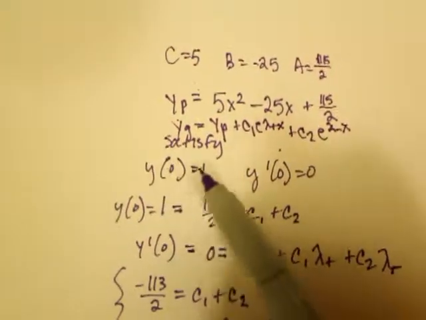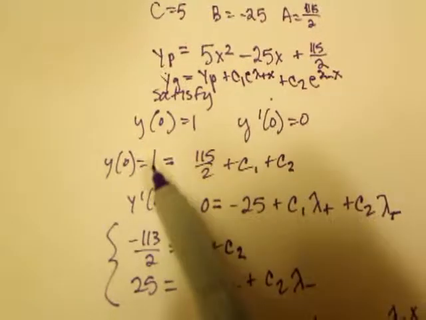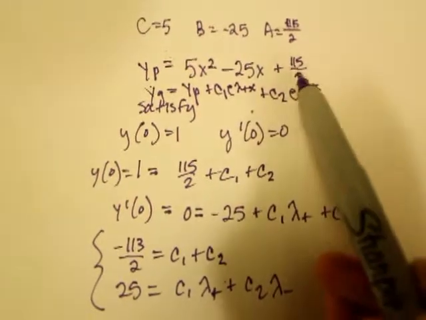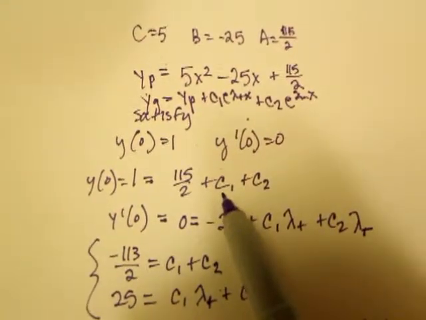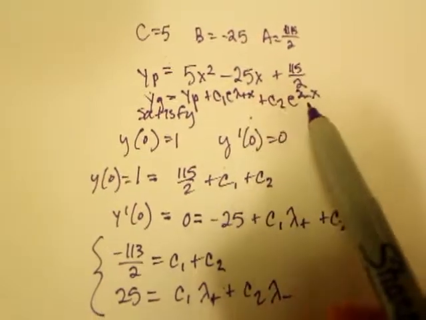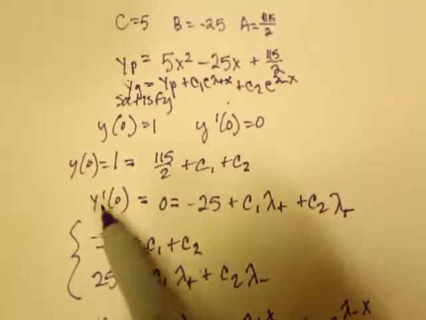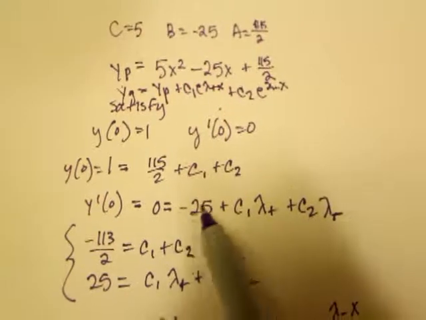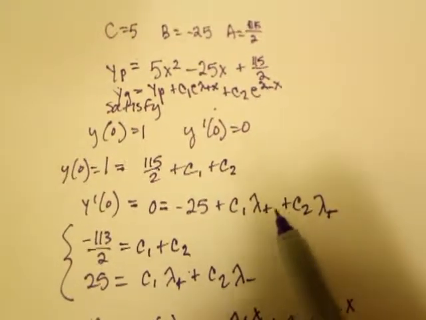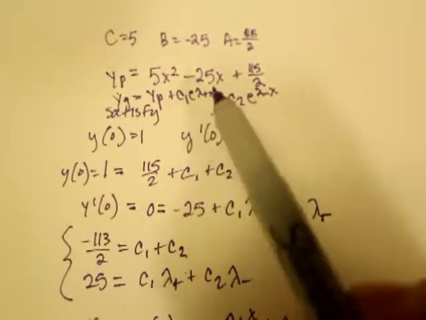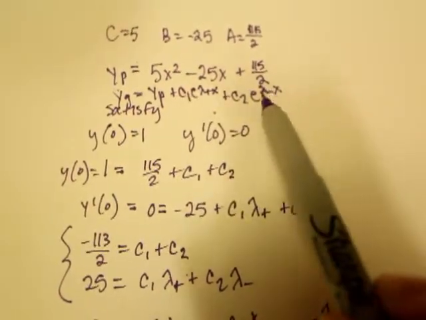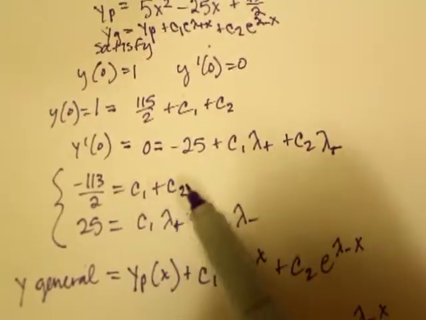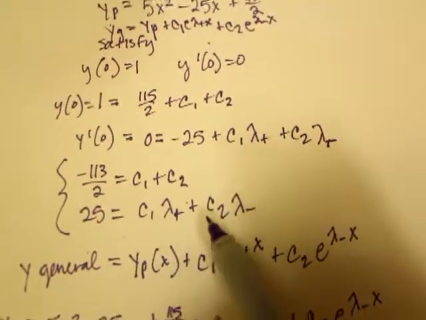So if we know that y(0) = 1 and y'(0) = 0, for y(0) = 1, we plug in 0 up into here. All that we're left with is this 115/2, so that goes right there. And obviously when we plug in 0 into these two terms, we're just left with c1 and c2. Similarly, for y'(0), all that we get from the particular part is -25. And then this is c1 lambda_plus + c2 lambda_minus, because remember when we take this derivative, this lambda_plus comes down and this lambda_minus comes down. Great. So then we have these two equations: -113/2 = c1 + c2, and 25 = c1 lambda_plus + c2 lambda_minus.